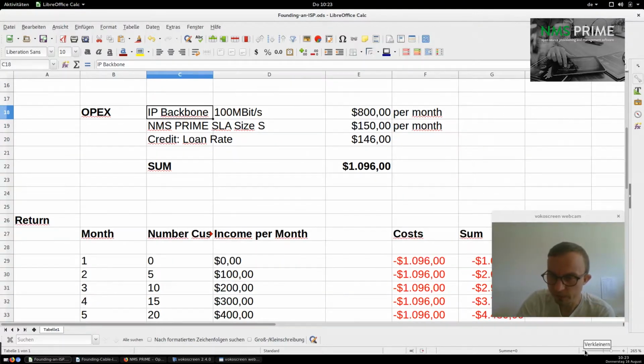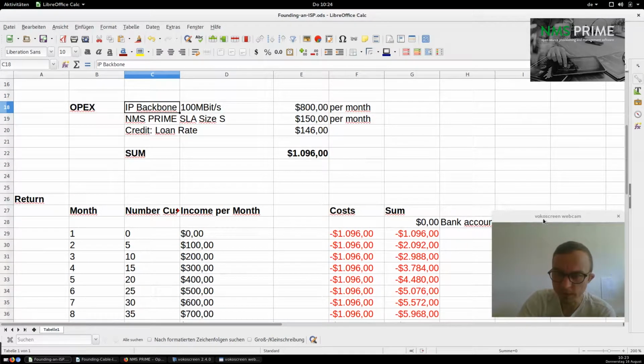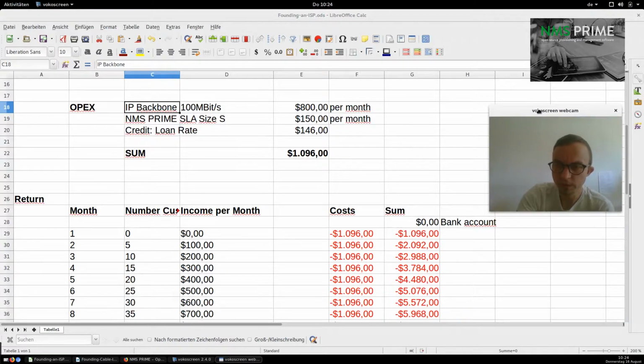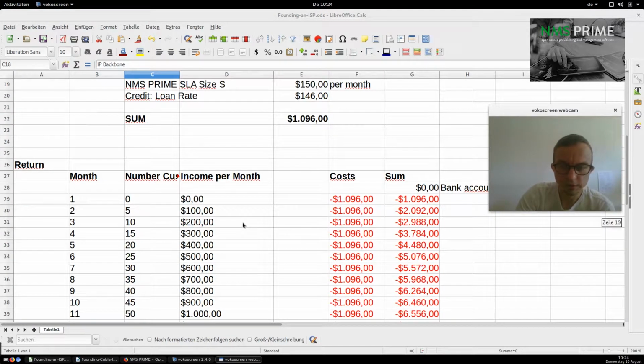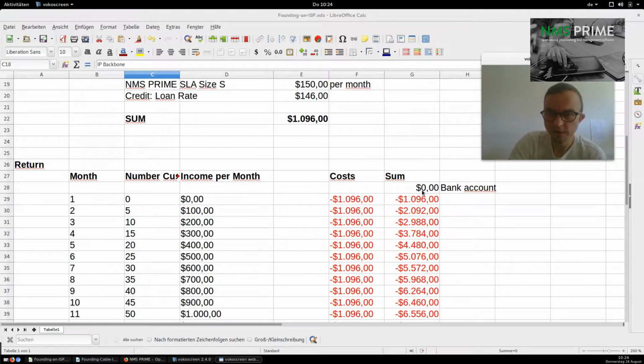And now what I've still done here, I will put the window a little bit up, is that here we've got our actual bank account. So we say we have no money, so it's zero in it. And here we've got the first month and we have no customers, so 0 customers. So our income per month will be minus $1,100 because of our OPEX value. And after this month, we will have a minus of $1,100 in our bank account. So let's get to the second month.